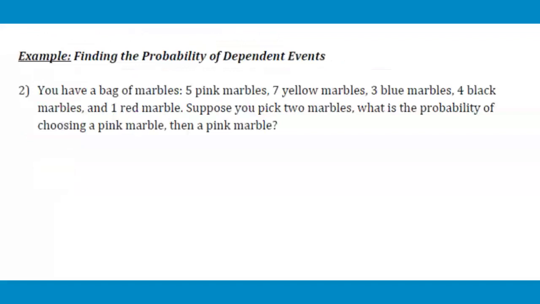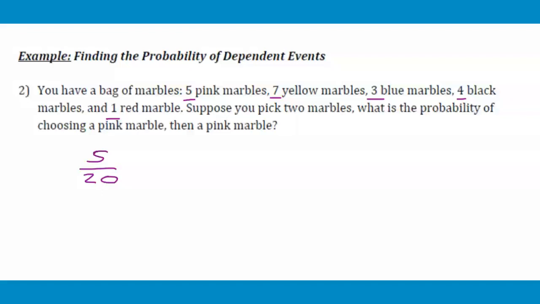All right, dependent events. So let's look at this event. You have a bag of marbles. 5 are pink, 7 are yellow, 3 blue, 4 black, and 1 red. Suppose you pick 2 marbles. What is the probability of choosing a pink marble? All right, so we have 5, 7, 3, 4, 1. So that is 10, 20 marbles. Out of 20 marbles, how many of them are pink? 5 of them are pink. So when I first reach in that bag, there are 5 out of the 20 that are pink.